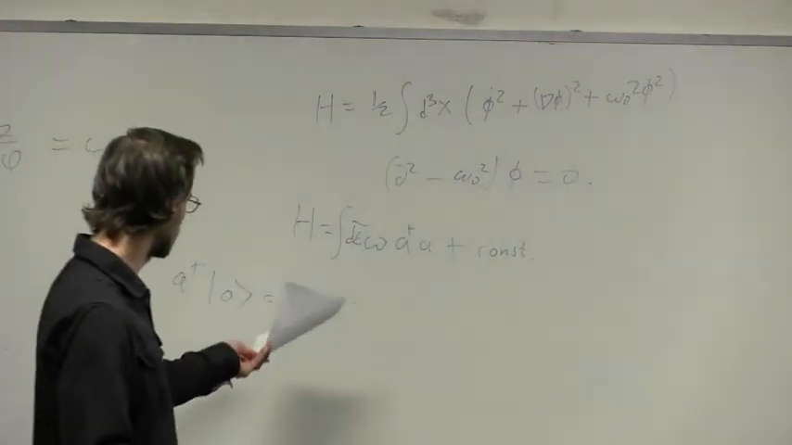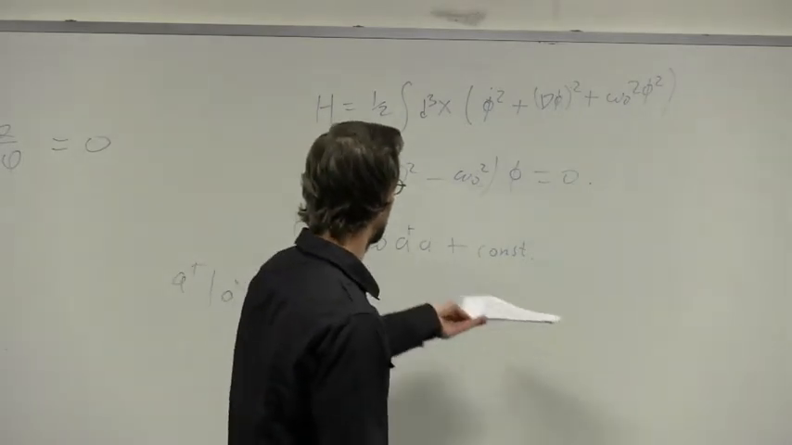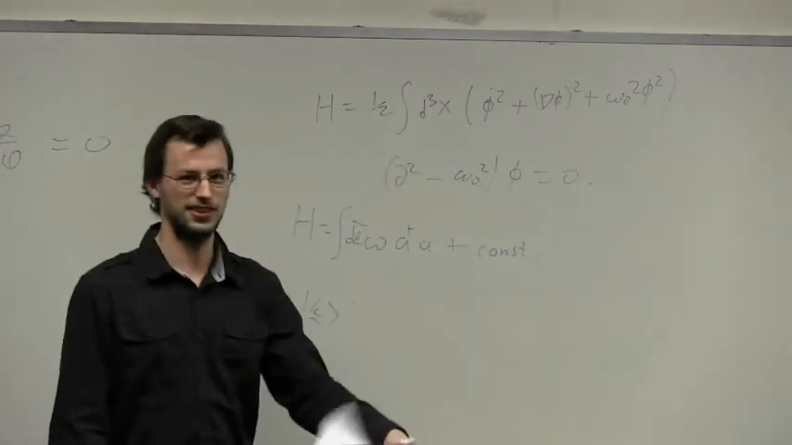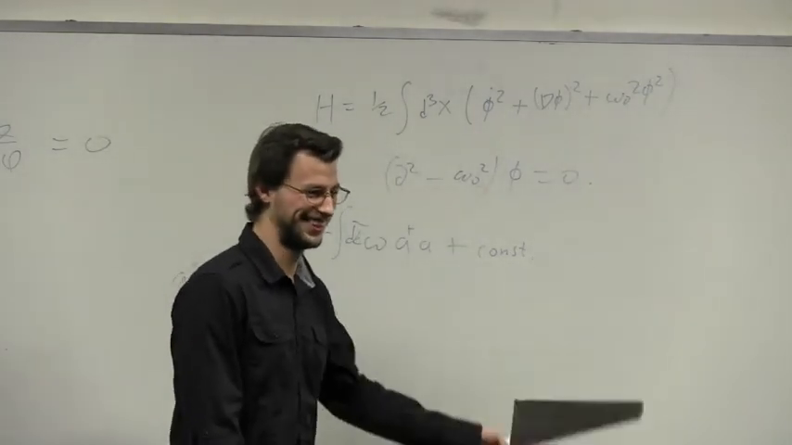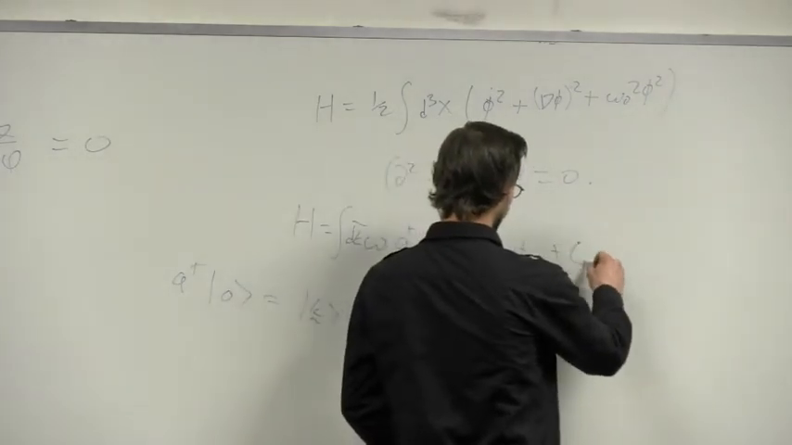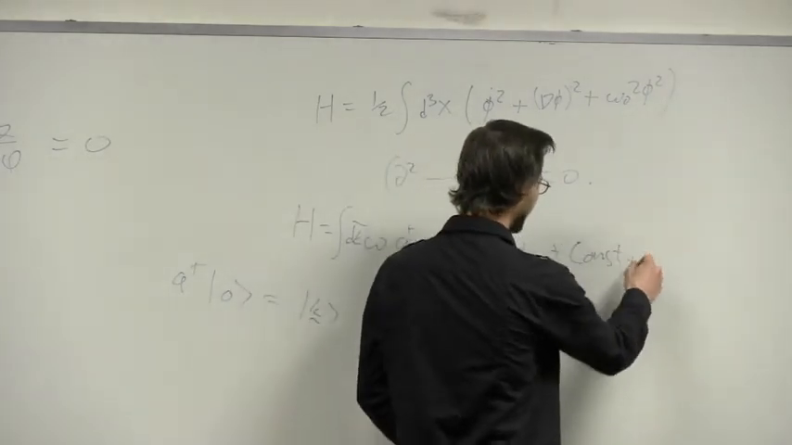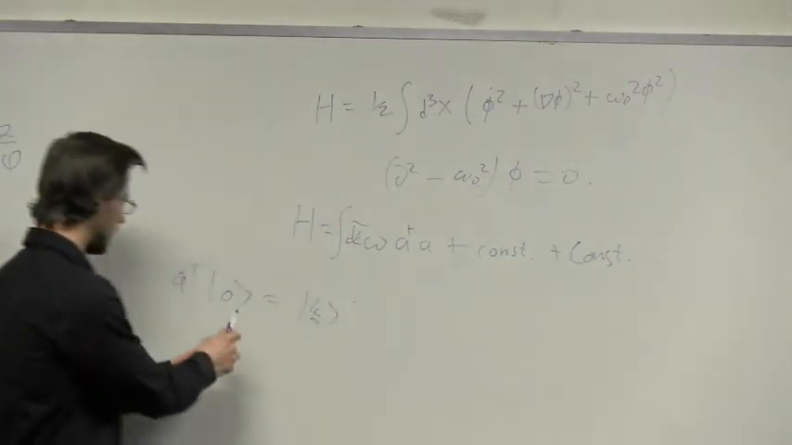Alright, so you get this Hamiltonian, the same thing you would get in normal quantum mechanics. And then this constant. Guess what the constant is? It's infinity. Plus another constant. It's infinity because of this vacuum.